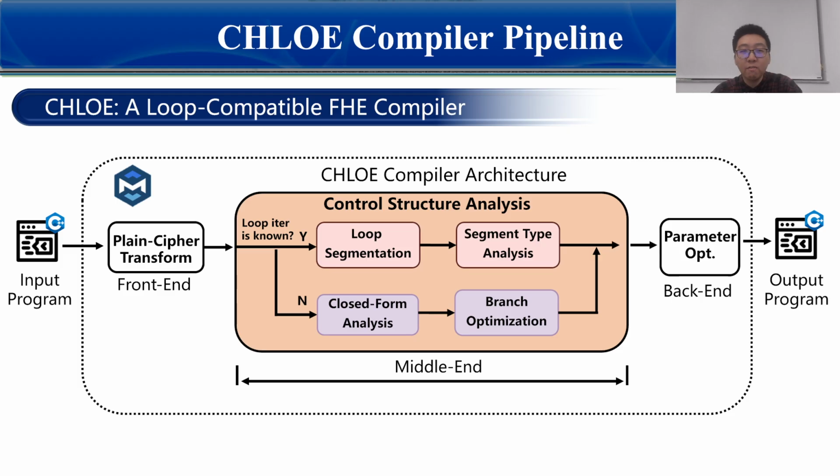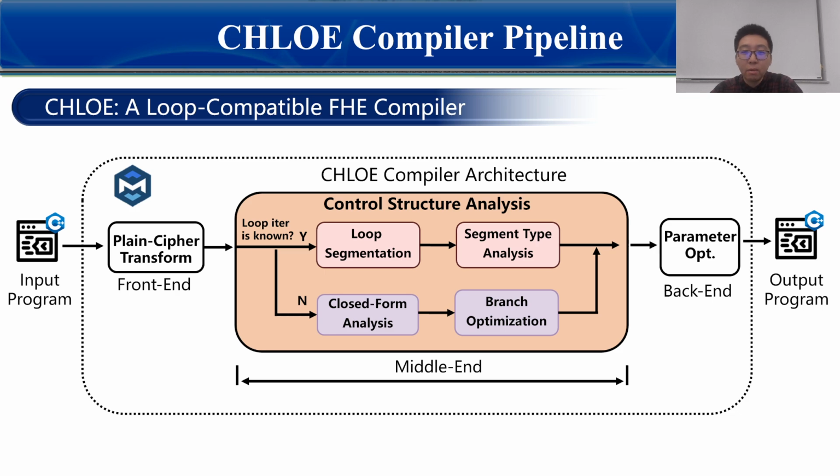In summary, the FHE compiler workflow can be divided into three stages. In the front end, the compiler translates the input program into FHE IR. In the back end, the transformed program is processed for parameter optimization and FHE library mapping.